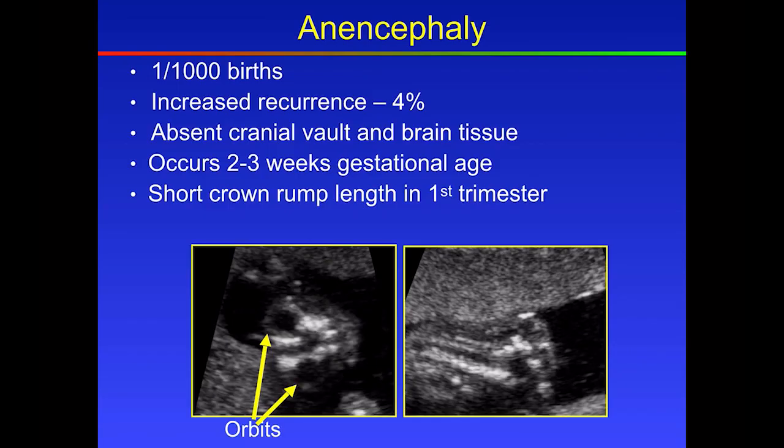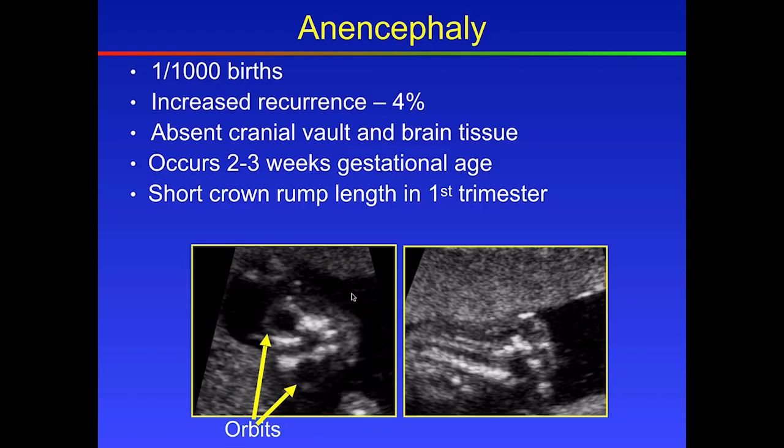Anencephaly occurs about 1 per 1,000 births. There's an increased recurrence if you've had one neural tube defect, that you can have another on a subsequent pregnancy, which may not be the same neural tube defect. It might be a Chiari the second time, the third time might be encephalocele. But anencephaly is absence of the cranial vault and the brain tissue, and it occurs at about 2 to 3 weeks of gestational age. And these can present as early as the first trimester with a short crown rump length.